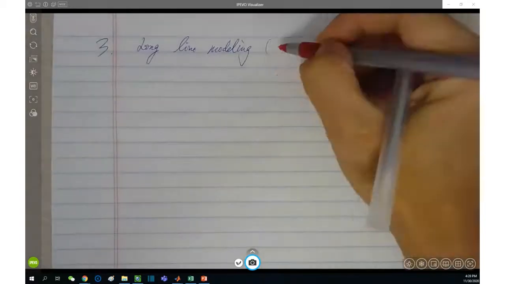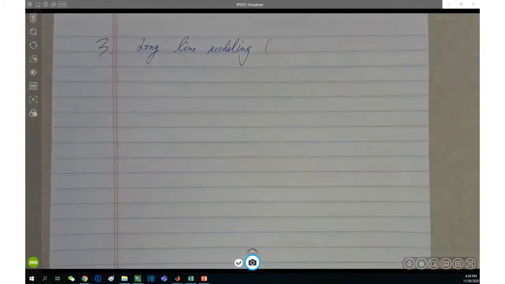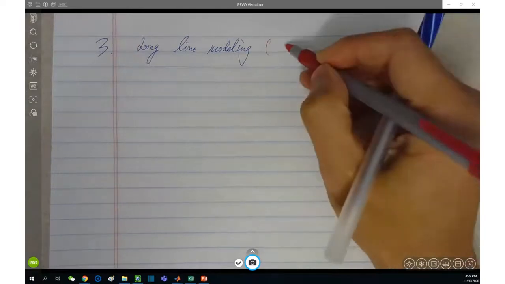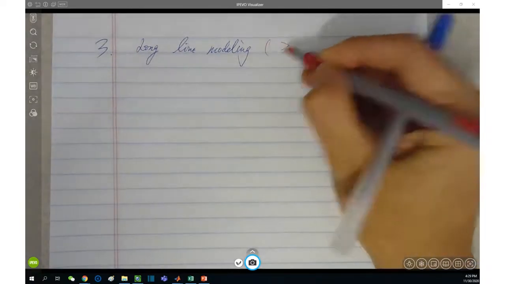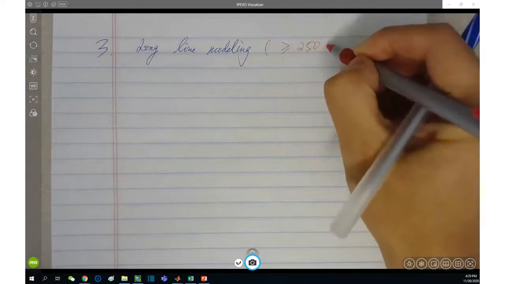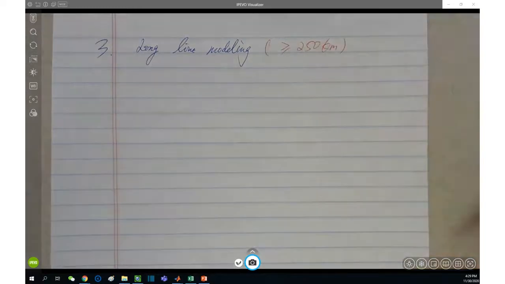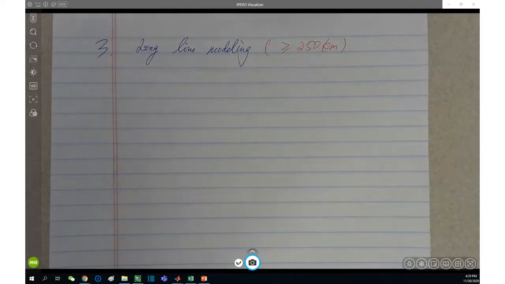First of all, you still need to be clear about the boundary, right? So what is the boundary? Longer than what? 250. 250 kilometers. Okay, correct. And of course, we are expecting to see a more complicated model.